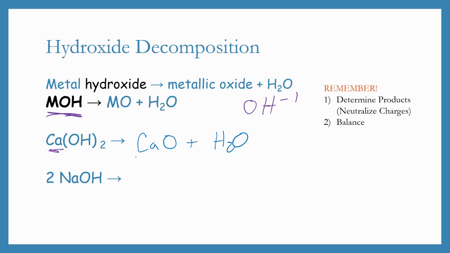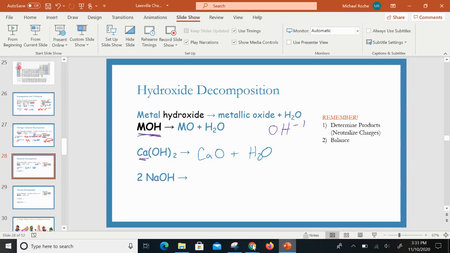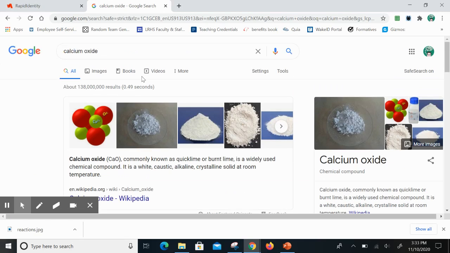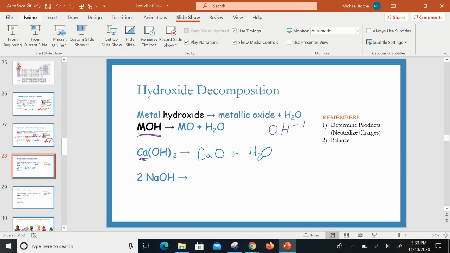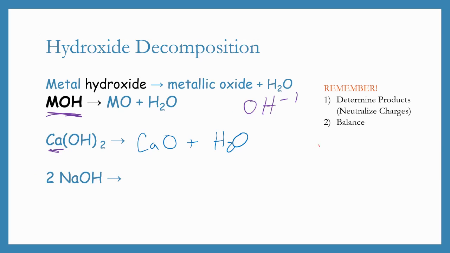So the question is, what's the formula for calcium oxide? Well, you can literally look it up, because you're going to find that calcium oxide is CaO. Oh, I already did it. It's CaO. All right. So that's why it's CaO. But if we look at charges, calcium is +2, oxygen is -2. So that's why it's a 1-to-1 calcium oxide.